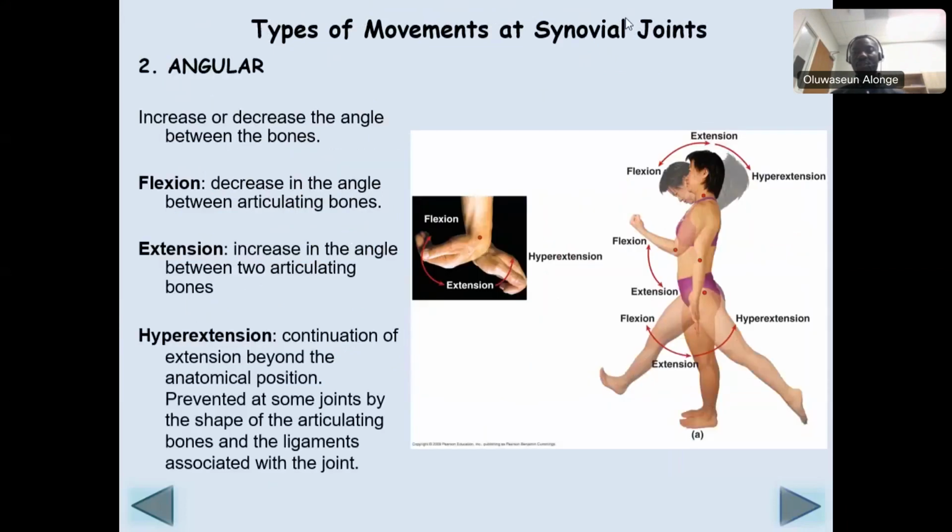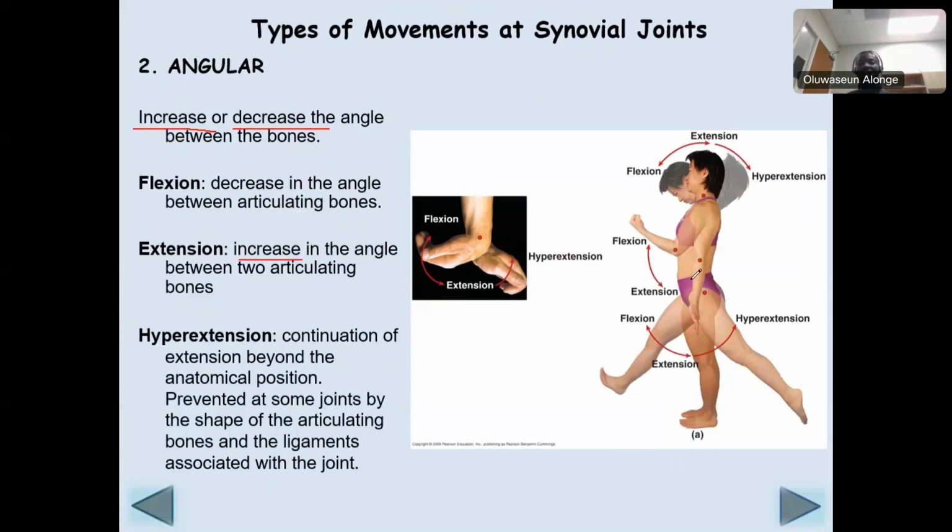The second kind of movement is the angular movement. In angular movement, there is an increase or decrease in the angle between the bones. Flexion means that you are reducing the angle, and extension means that you are increasing the angle between the two bones that are joined together.